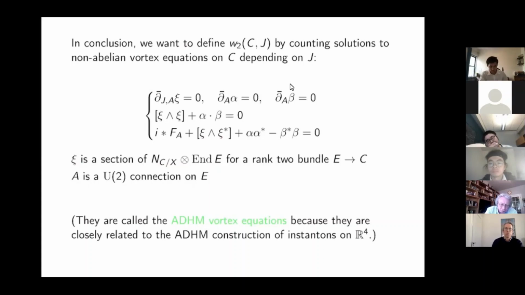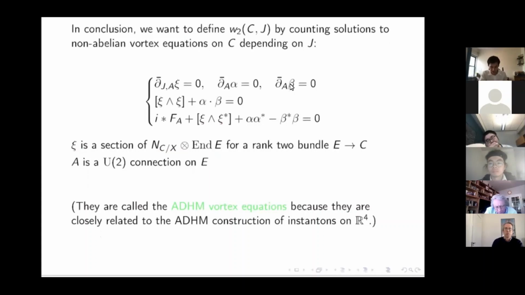So why consider these particular equations? This is related to the work of Taubes on compactness theory for generalized Seiberg-Witten equations. Let's say that we define W2 by counting solutions to these equations. You see that this Delbar operator here is really a real Delbar operator, which is twisted by the germ of an almost complex structure. So this is similar to the deformation operator of a J-holomorphic curve.